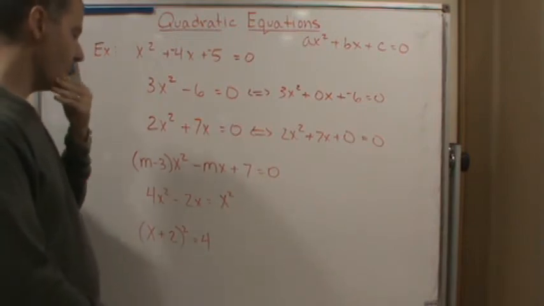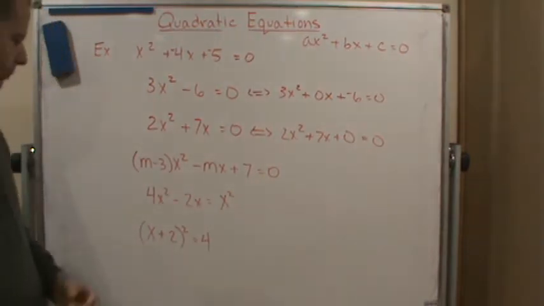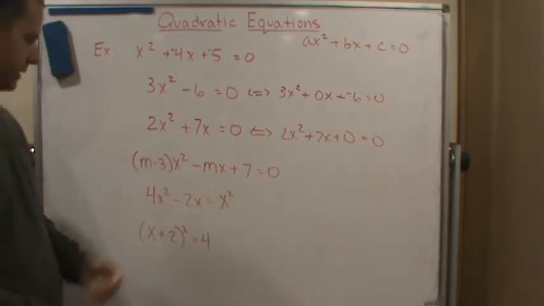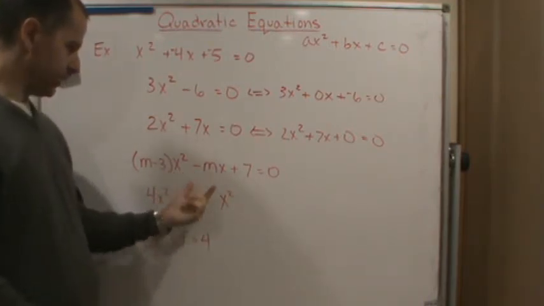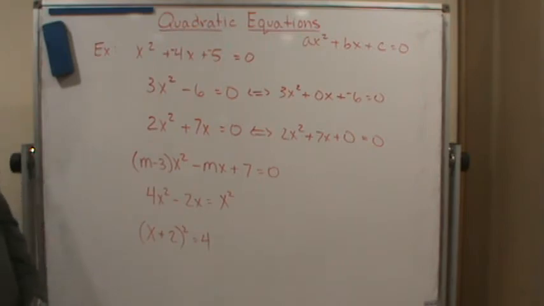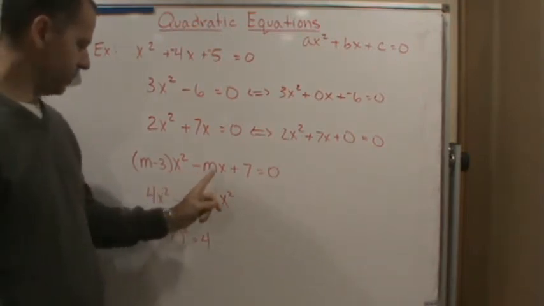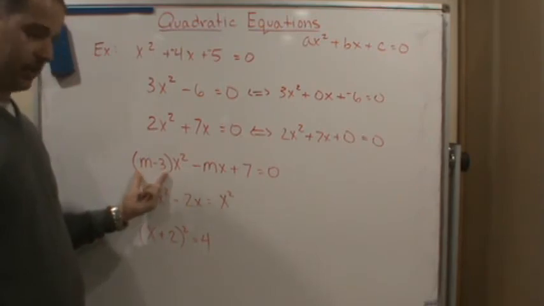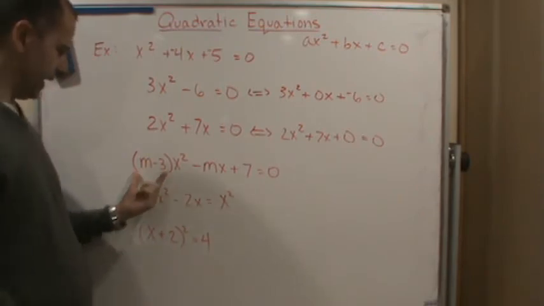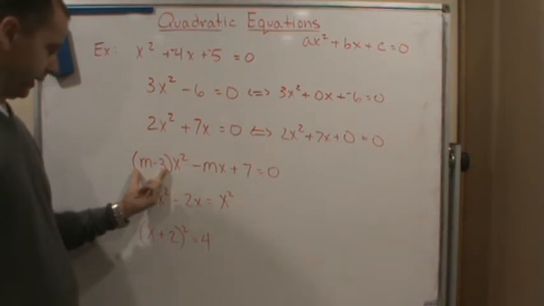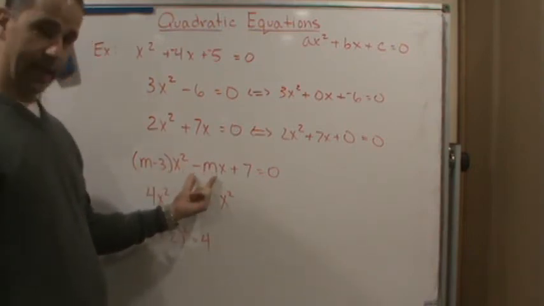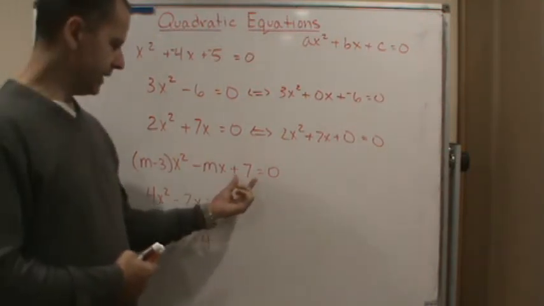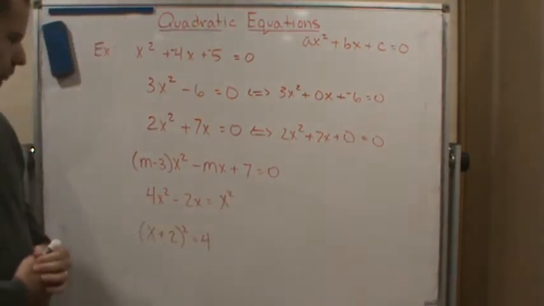Now, what about this one here? This is also quadratic in form because it's got an x squared term. It's a quadratic equation in x. It's just that the a now is a little bit more complicated looking. So a is equal to m minus 3, b is equal to -m, and c is equal to 7.